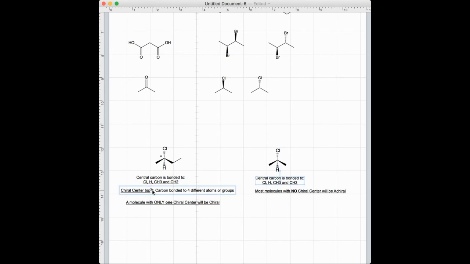Now, I'm going to write it over here. A molecule with more than one chiral center, so 2 or more, can be chiral or achiral. And in this case, you must be looking for element of symmetry, no matter what.